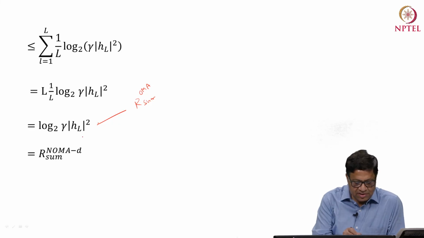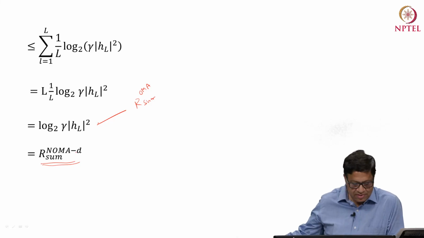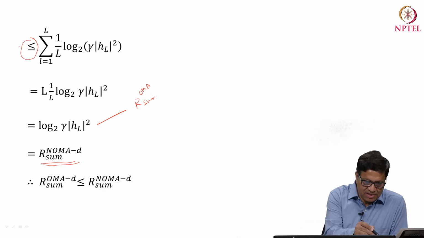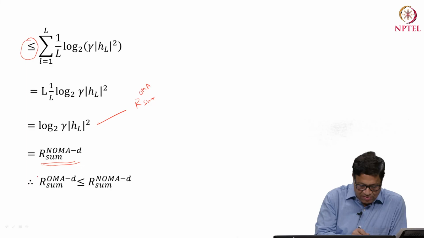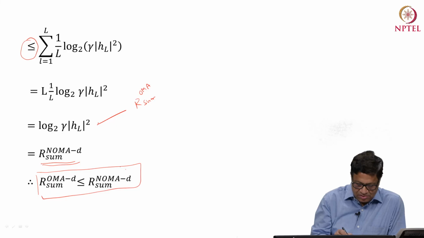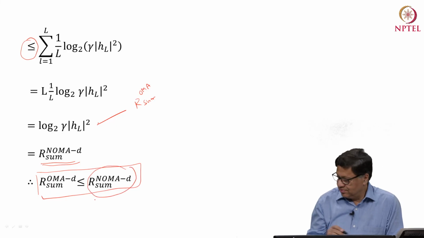And if you see here, this expression is nothing but the same expression as R NOMA sum rate for downlink. Because this less than or equal to is coming here, we can say that the sum rate of OMA for downlink is less than or equal to the sum rate for NOMA downlink. So the sum rate is higher in the case of NOMA.